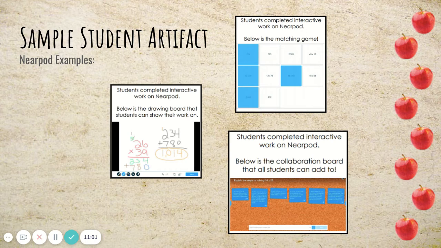The second artifact is showing the drawing tool. Students will use the drawing tools to show their work. Finally, the third artifact is the discussion board. This is the kids' favorite. This is where students will explain how they solved various problems for other classmates to see. Their answers pop up as they put them in.